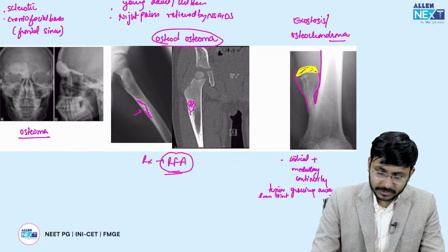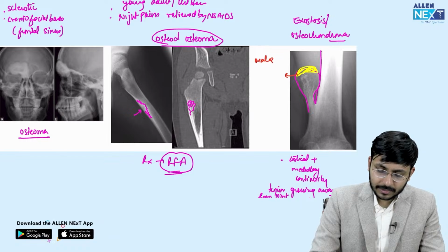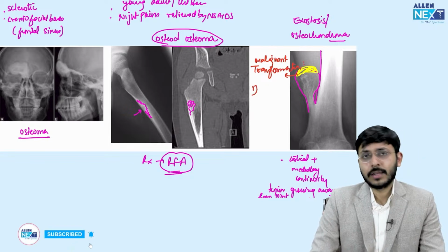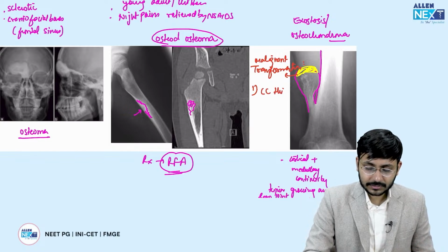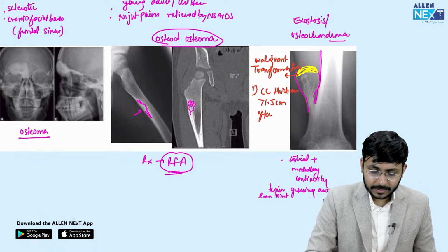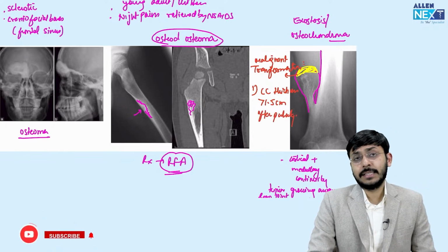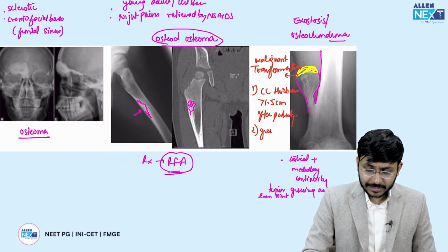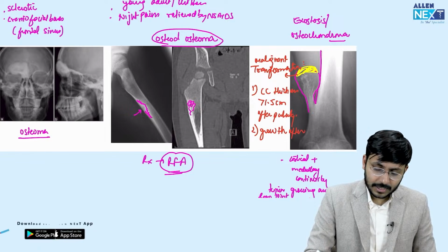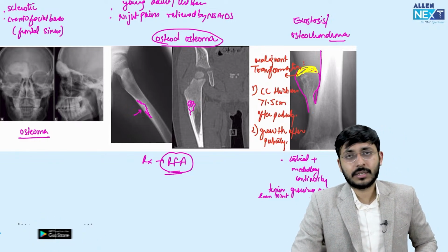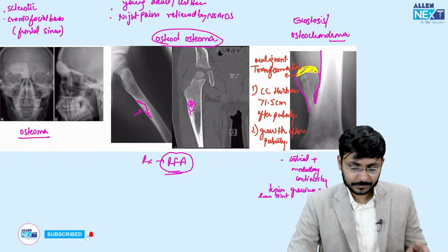Now this osteochondroma has a cartilaginous cap over it, and this has been previously asked: what are the features suggesting malignant transformation of this osteochondroma? First of all, if the cartilaginous cap thickness is more than 1.5 centimeters after puberty, then that means there is some malignant potential going on. And second, if the growth of this exostosis keeps on happening even after puberty, then that is also a sign of malignant transformation. Okay, these are the two important signs.